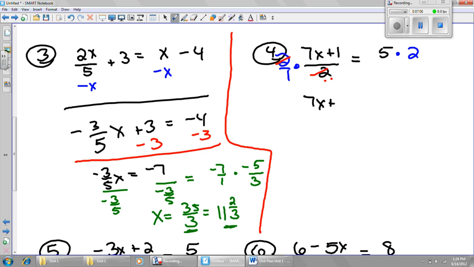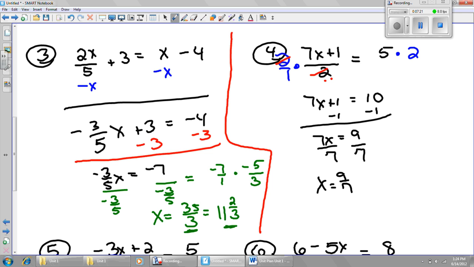7x plus 1, and that'll equal 10. Subtract 1 from each side. I'll get 7x equals 9. Divide by 7. Divide by 7. X will equal 9/7. Or 7 goes into 9 one time. There's 2 left over. Divided by 7. Either one of those answers is good.